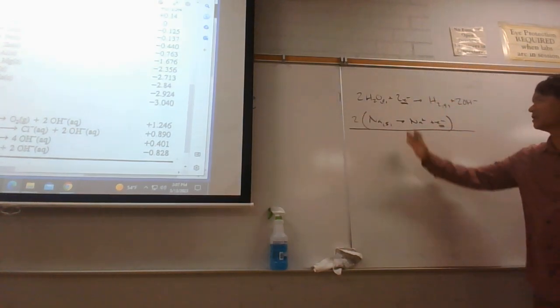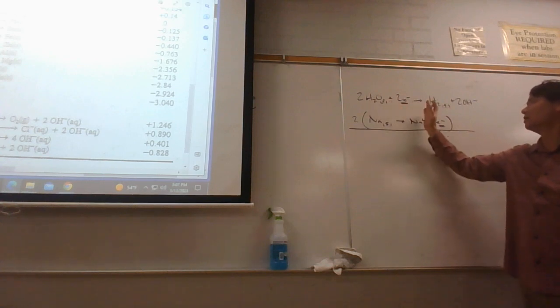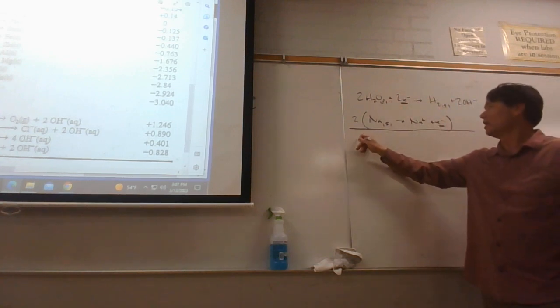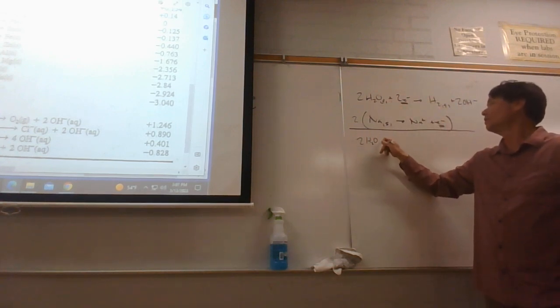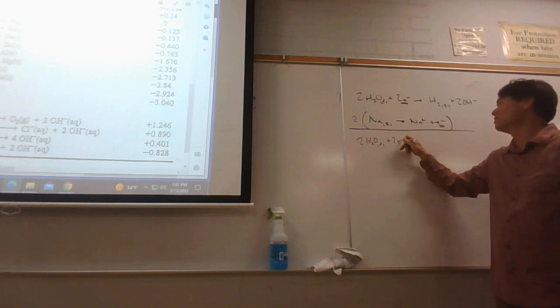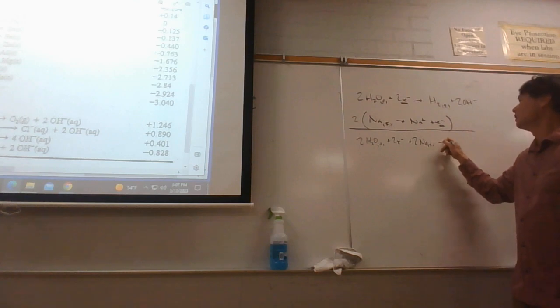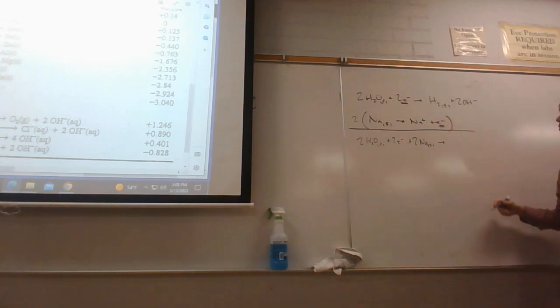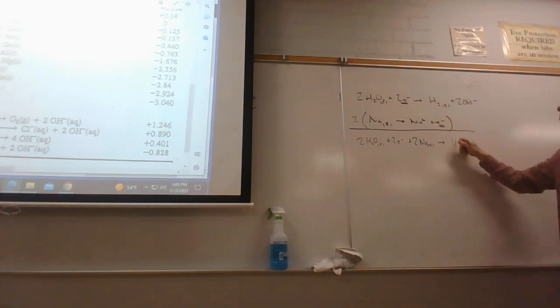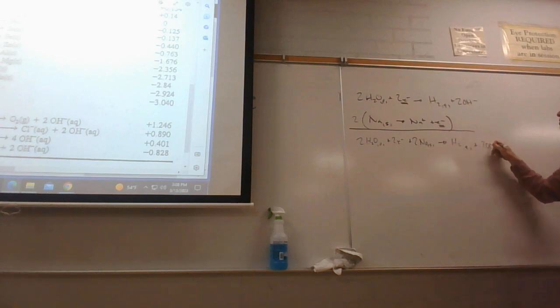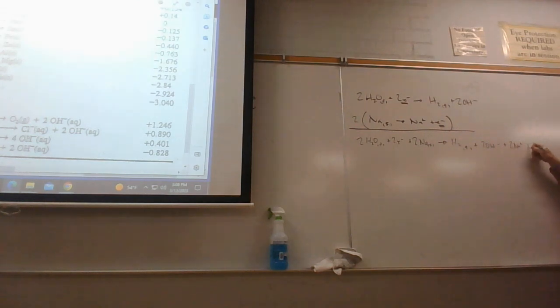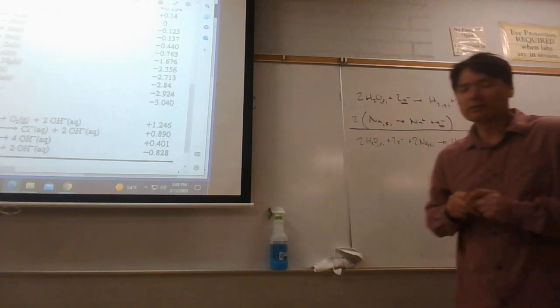And then what I'm going to do is add up all the reactants and all the products. And so I'll have 2 waters plus 2 electrons plus 2 sodium solids. And then I'll combine all the products. And the products will be H2 plus 2 hydroxides plus 2 sodium ions plus 2 electrons. Okay, then what we do is I'll simplify this.